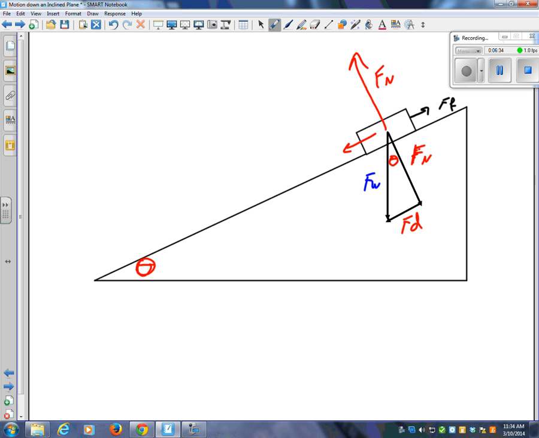This weight force, by the way, is equal to mg, mass times gravity, right? mg. So our job today is to come up with how am I going to find out the value of FD and how am I going to find out the value of Fn? Because they're going to be important.